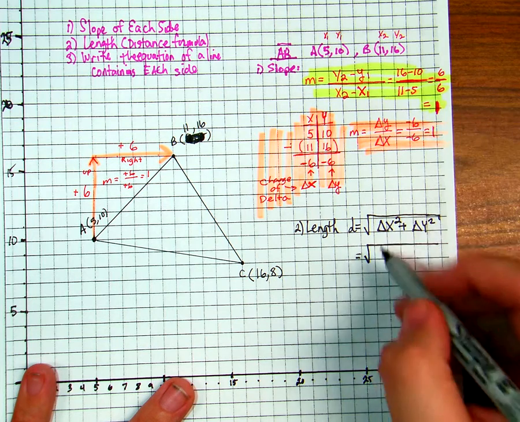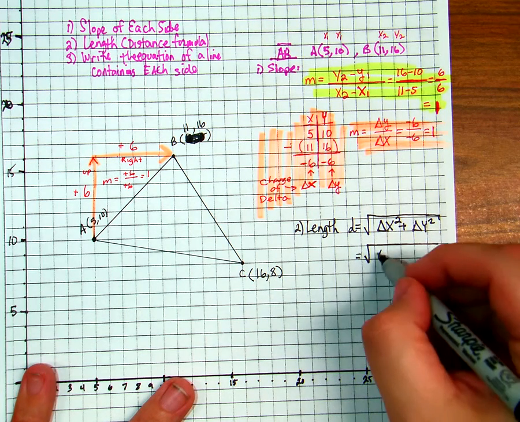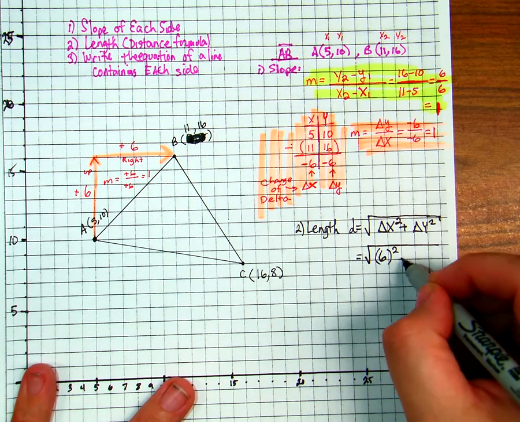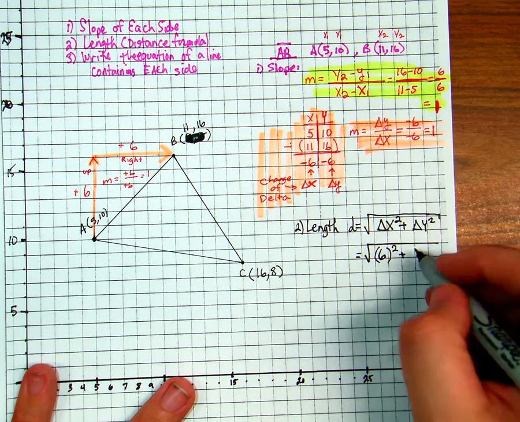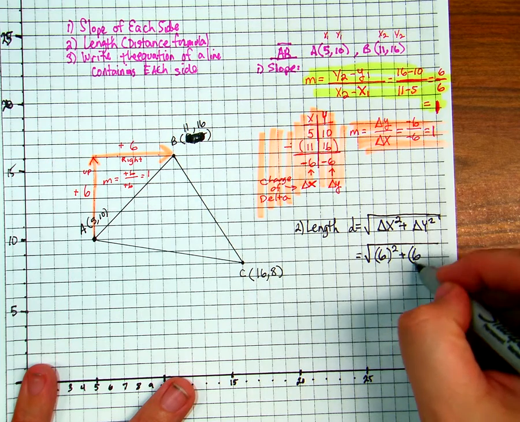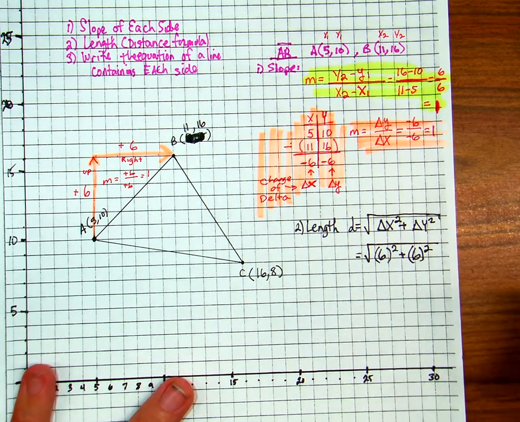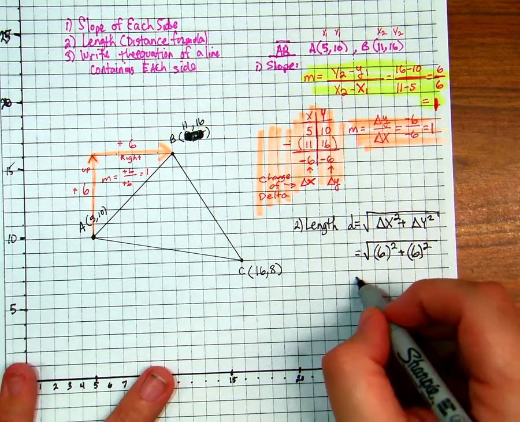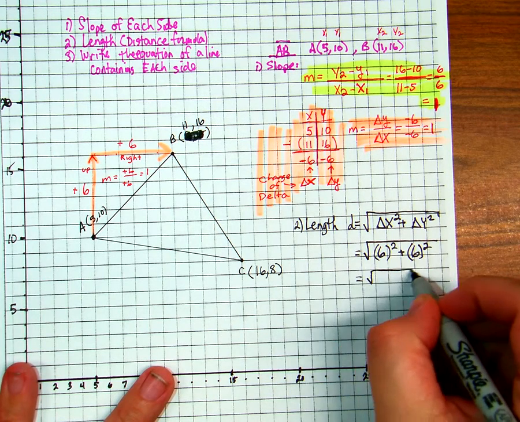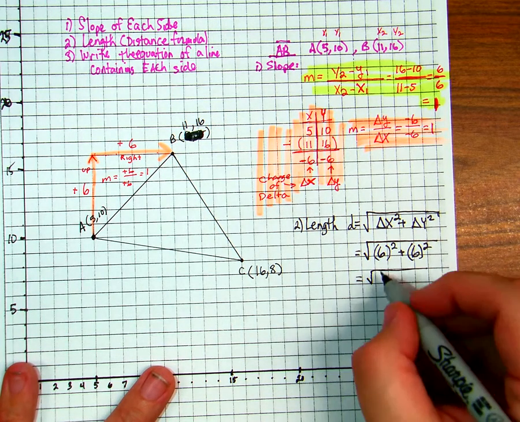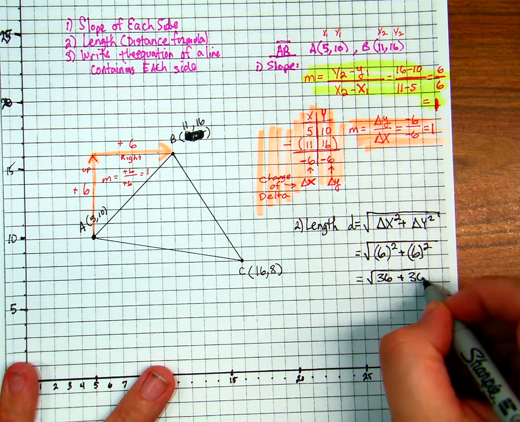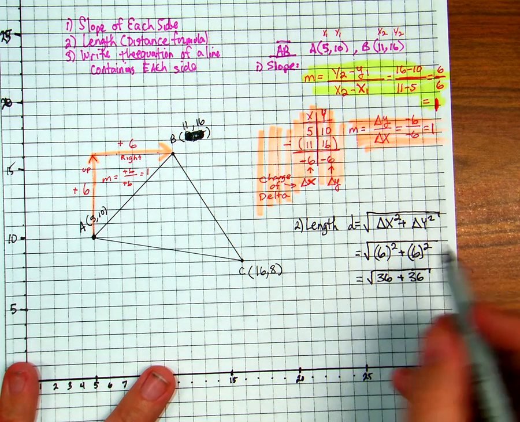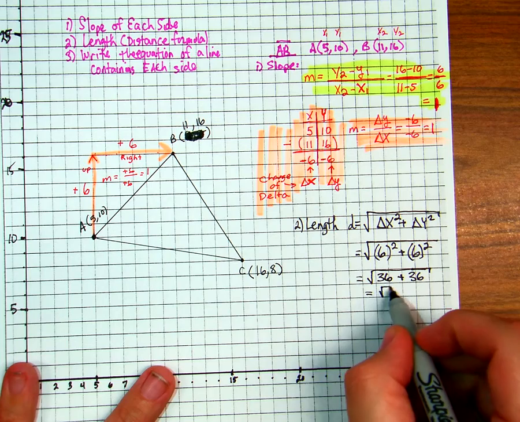And if I square that, and then I look over here, what's the change in y? 6. We'll square that. So what's 6 squared? That's 36 plus 36, which is the square root of 72.